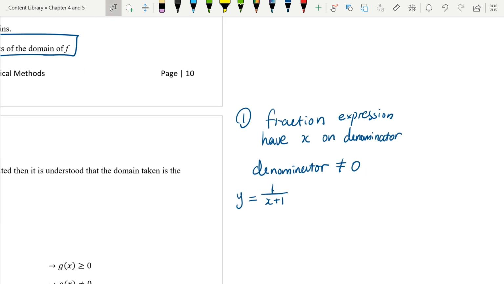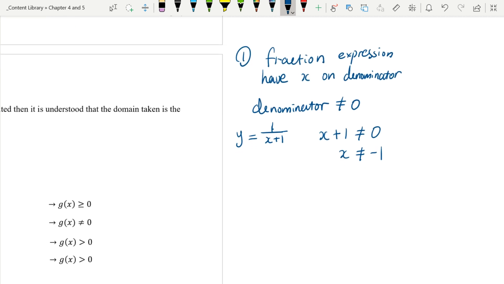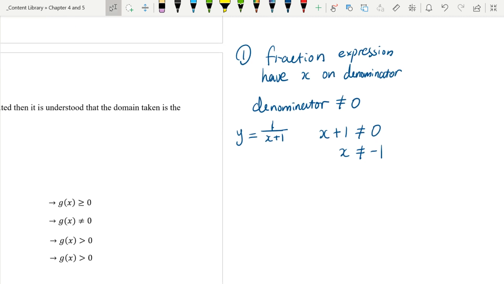So in this case, if I want to solve the maximum domain this function can take, all I need to do is set the denominator not equal to 0. Because x plus 1 can't be 0, anything else will be fine. The denominator can be anything else but not 0. So in this case, we solve x not equal to -1. x equal to -1 will make the denominator 0, but we don't want 0. So x can be anything else but not -1.